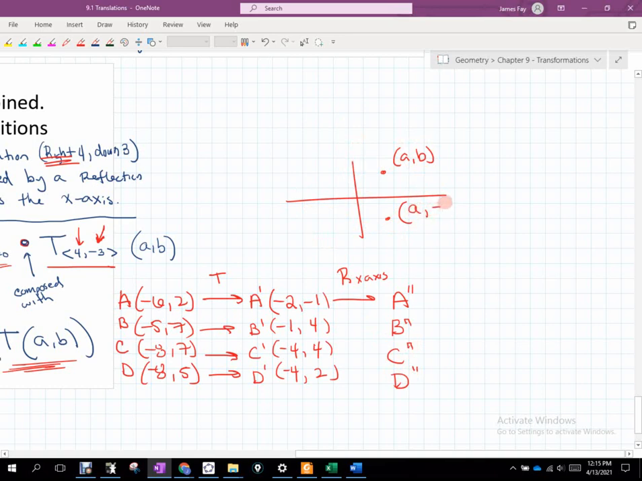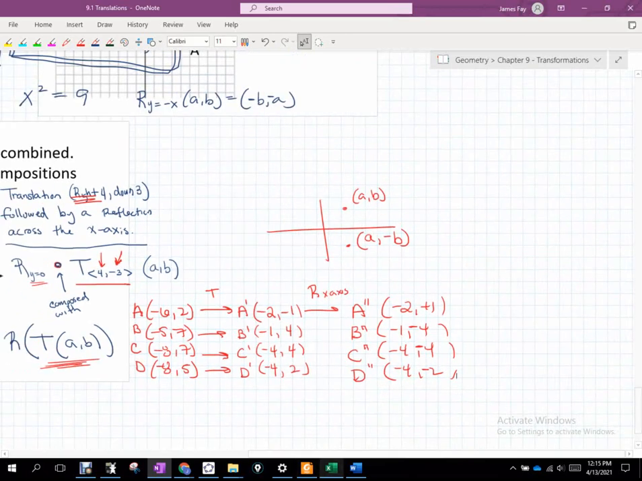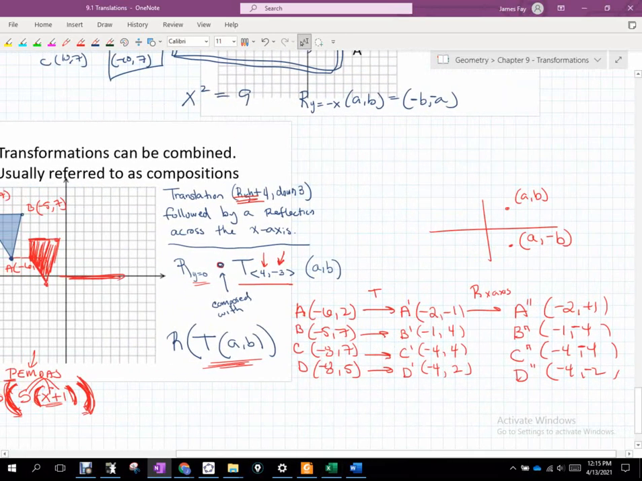A comma negative B. So the only thing that changes, I'm going to have the same exact ordered pairs. Negative 2, negative 1. Negative 1, 4. Negative 4, 4. Negative 4, 2. It's the exact same ordered pairs, but the B value, which is our Y, changes signs, right? So this was a negative, it's going to now be positive. This was a positive, so it's now going to be negative. If I graph those 4 points, negative 2, 1.